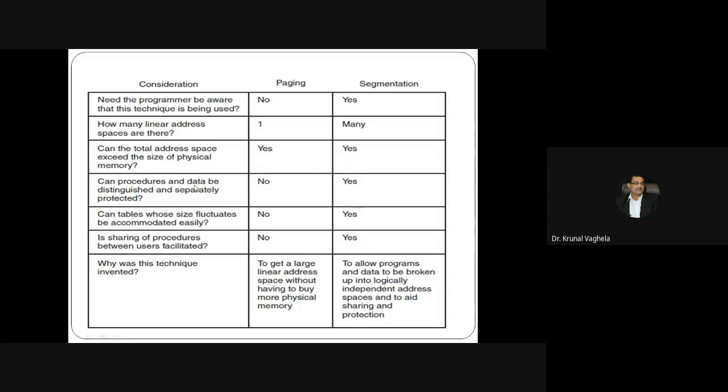Can the procedure and data be distinguished and separately protected? In paging, no. In segmentation, yes. We have already seen that procedures and data, your source code and your data, are stored in separate segments, so they can be protected separately. Can the tables whose size fluctuates be accommodated easily? Paging, no, because you don't have separate segments, but in segmentation, yes.